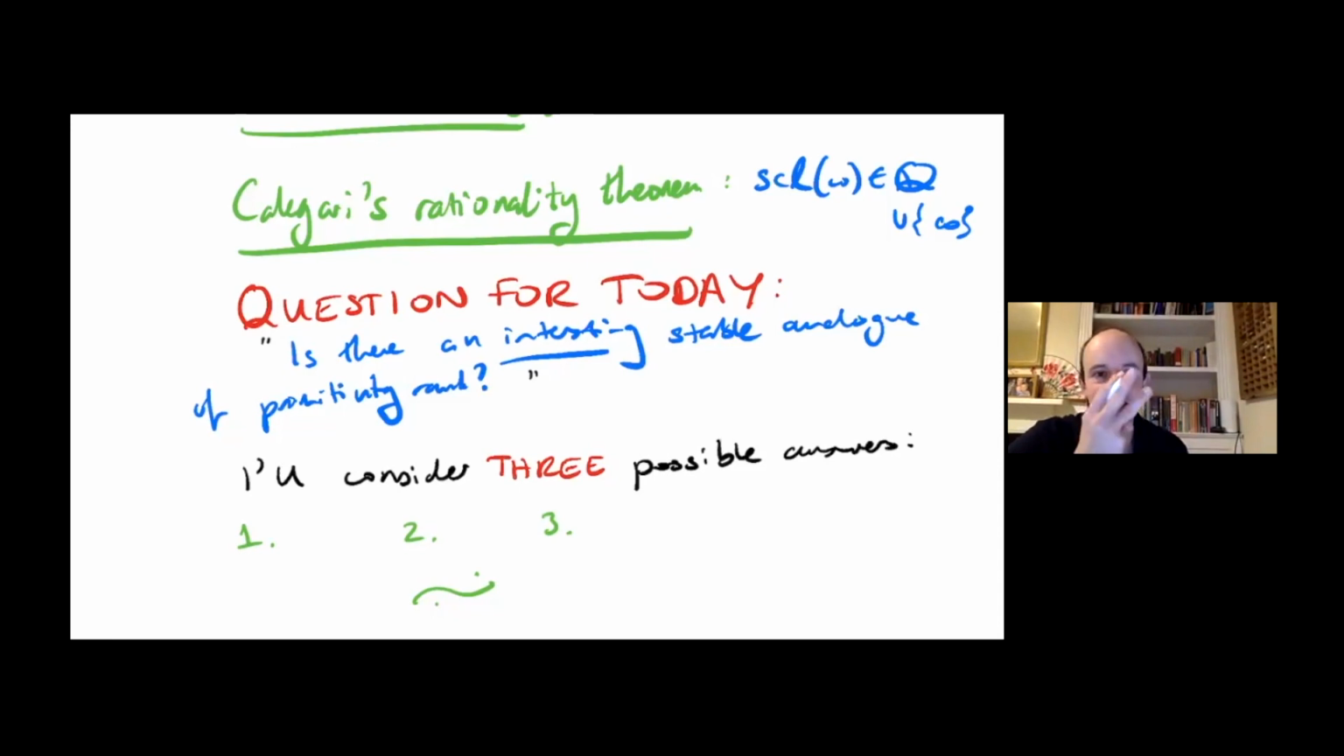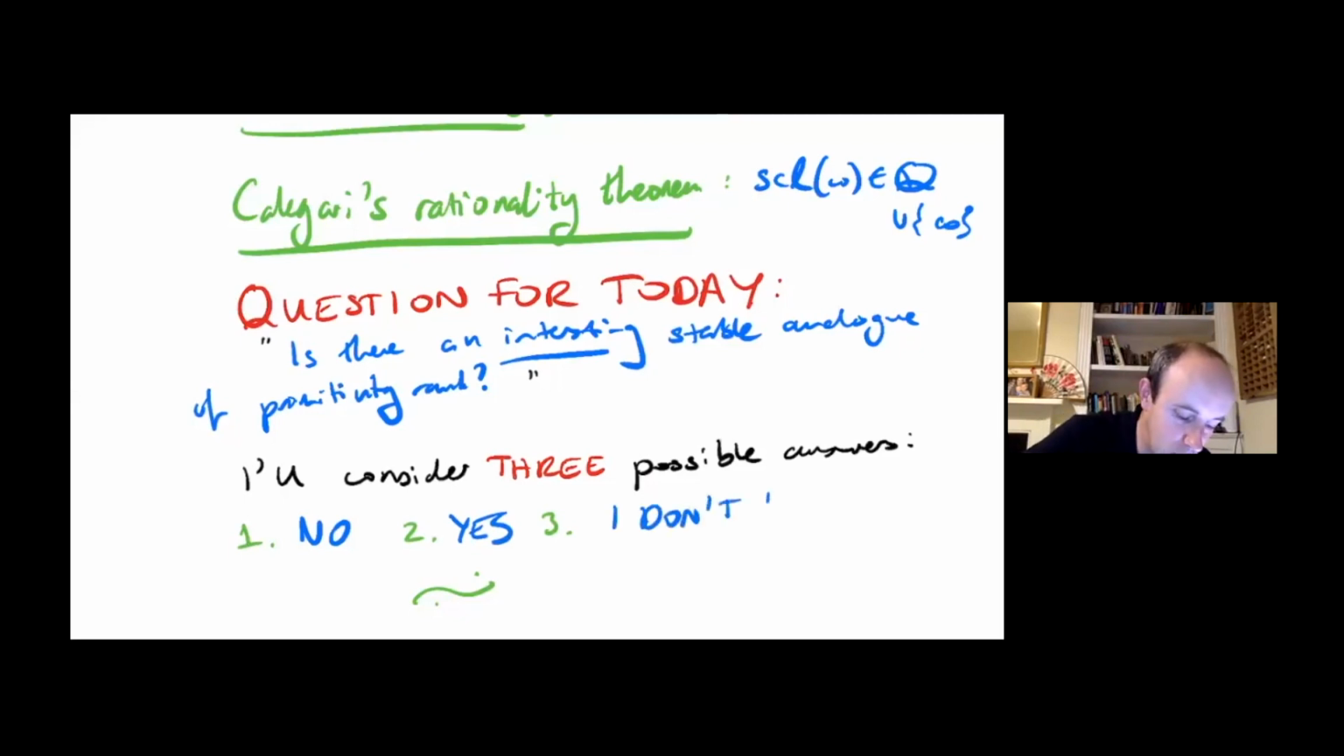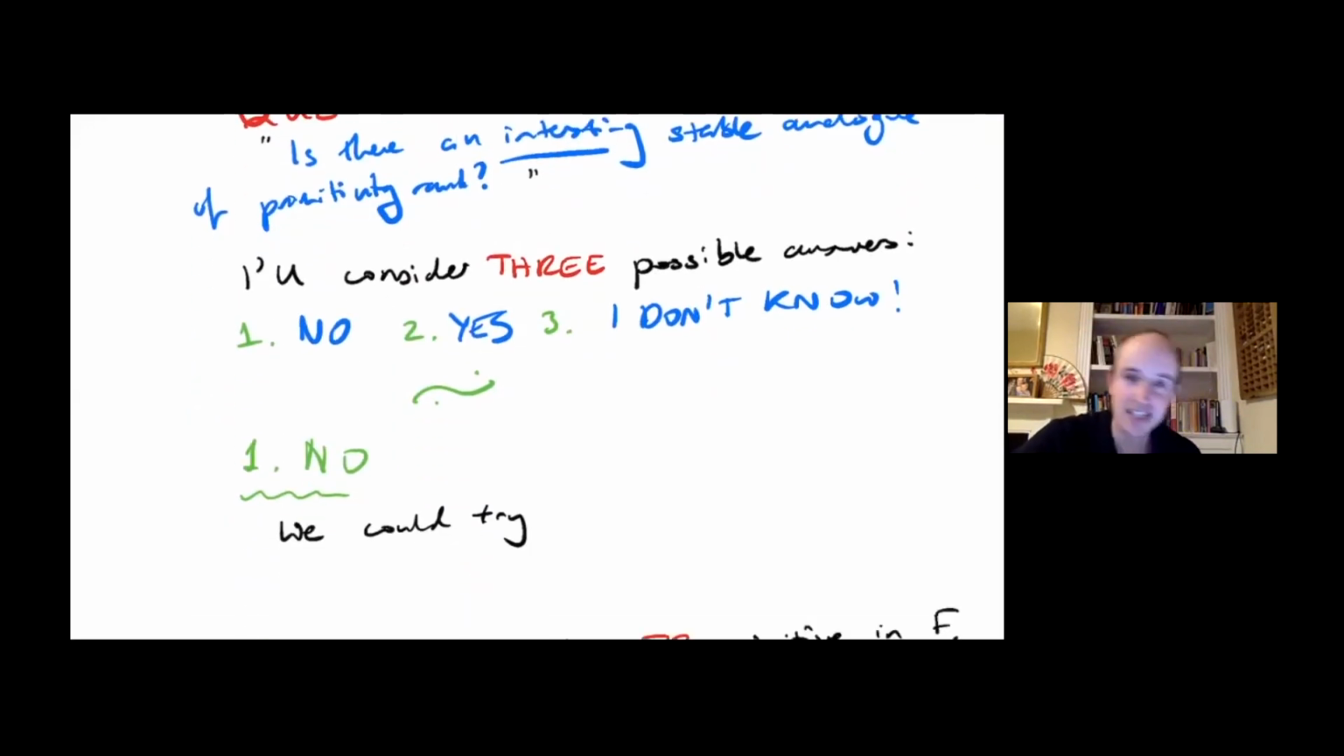But I want to consider three possible answers, right? The first answer I want to consider is no. The second answer I want to consider is yes. And the third possible answer is I don't know. Right? So these are all answers I want to tell you about. All right. Okay. So let's get started. Let's try the answer no.